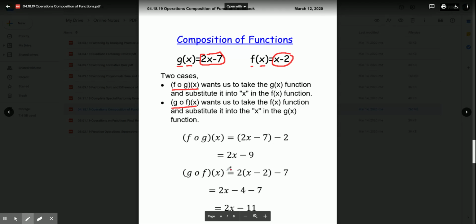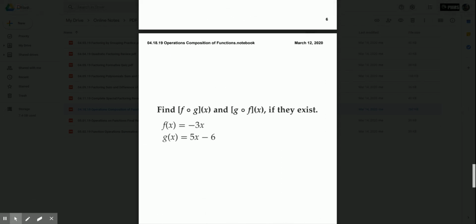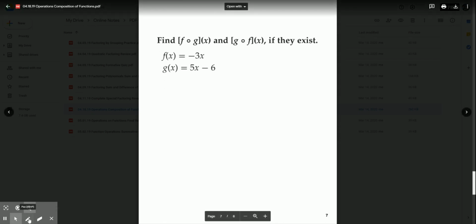So that's all there is to it. It's a lot of substitution. There are some examples we can go over that I'll show you right now, and you actually have to practice these too. So we have this example where we want to find f of g of x and g of f of x. Don't worry about the "if they exist" part. We're not going to worry about that in any of these problems. So remember that f of g of x means taking the g function and substituting into the x for the f function, and g of f of x is taking the f function and putting it into the g function. So that's one example. You can pause the video and do that now, then upload your work after.